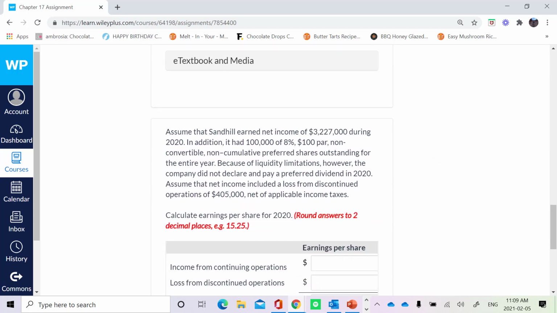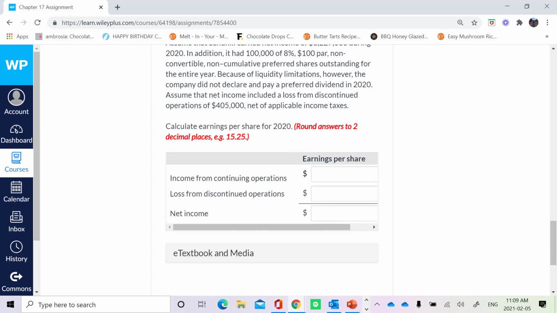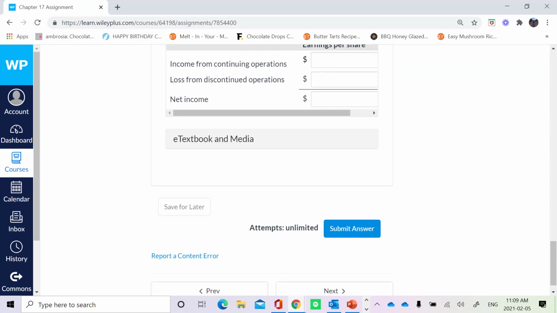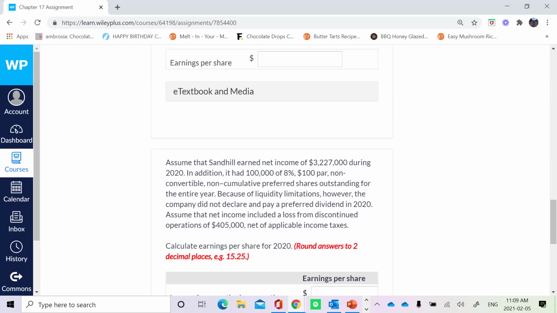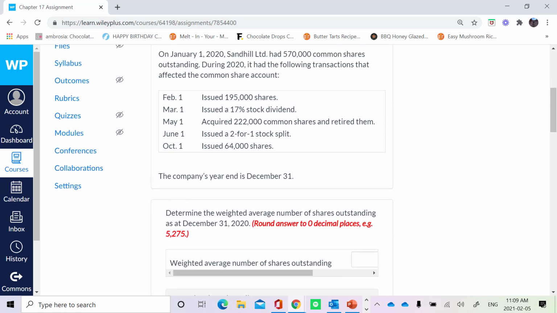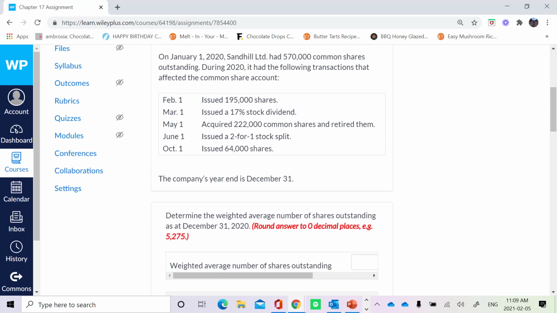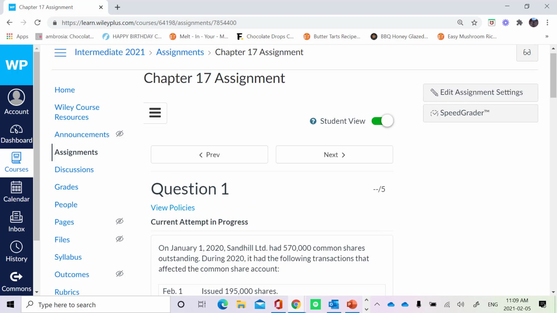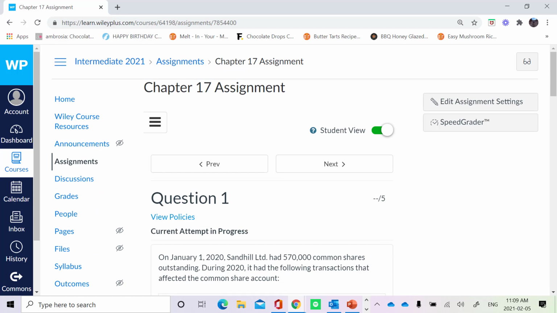And this one had a loss from discontinued operations. If you go back to our first intro lecture on this, or go to BE 17.1, there's good examples there of how to treat the discontinued operations. So the weighted average calculation, I don't like that you get no feedback on why you're wrong. But other than that, this question is not too bad.